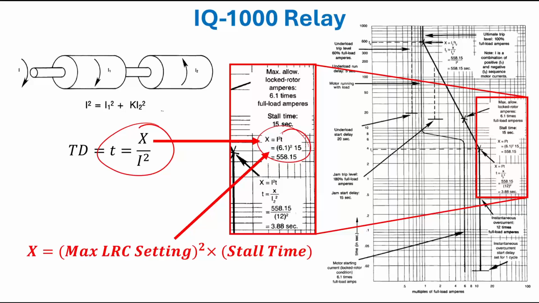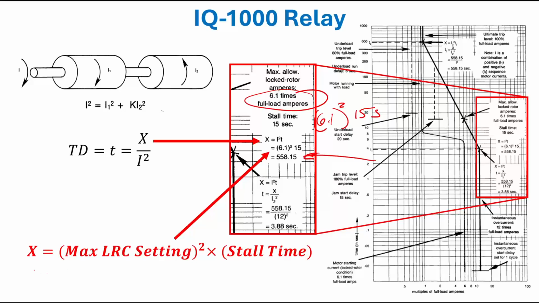X is actually a combination, like they told you earlier. You're going to need your FLA, your locked rotor current, and your stall time. It's going to be the multiple of FLA for your locked rotor current. So here they're saying your locked rotor current is going to be 6.1 times FLA. So it's going to be 6.1 squared times 15 seconds is what they have. And that's how they got this right here, which is 558. So X equals locked rotor current squared times the stall time.